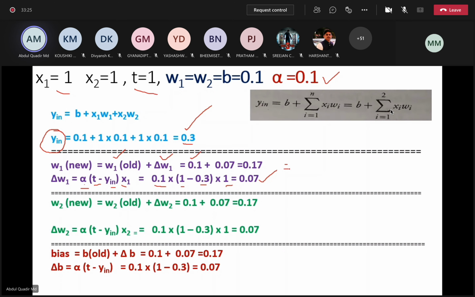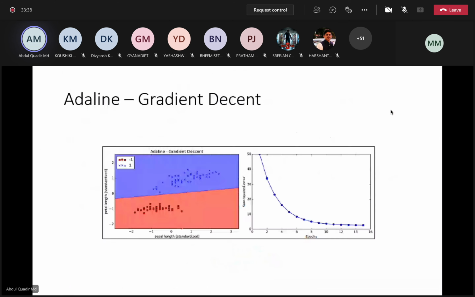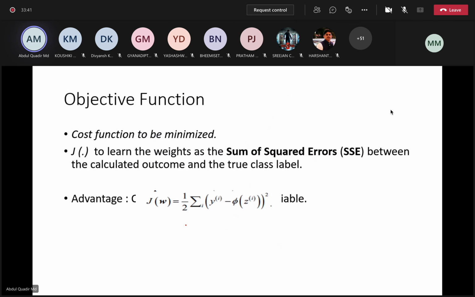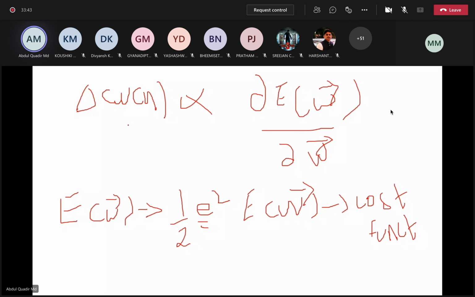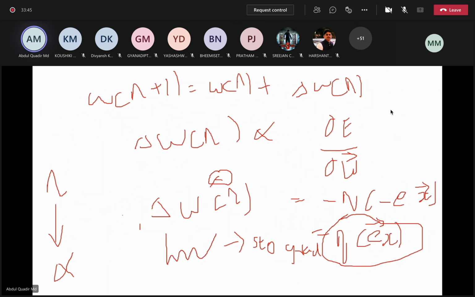So W1 new equals W1 old plus delta W1. W1 old is 0.1 plus 0.07, which gives 0.17. This is the formula I have shown you with these equations. Delta W1 is the learning rate alpha into E into Xi.